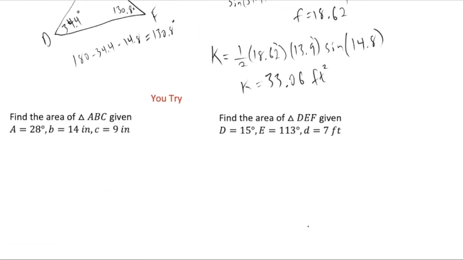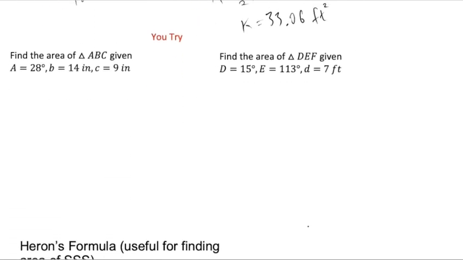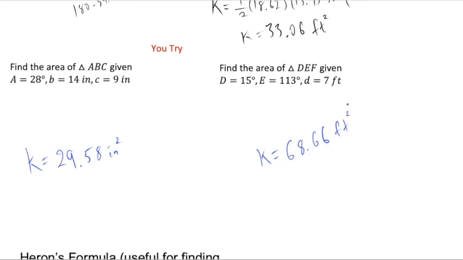So I have two Try-Its for you to try. Pause this video and work them out, and when you come back, we will check the answers. On the first one, you should have had 29.58 inches squared, and on the second one, you should have had 68.66 feet squared.